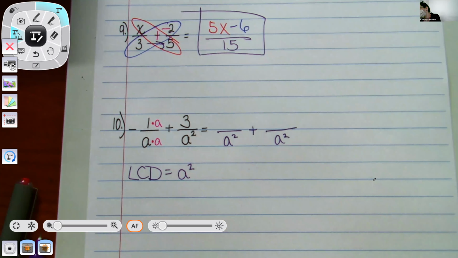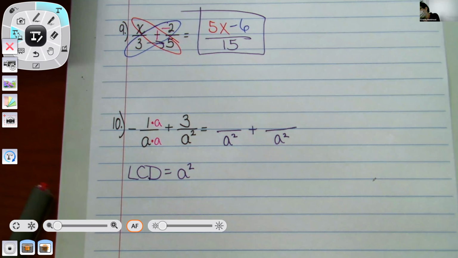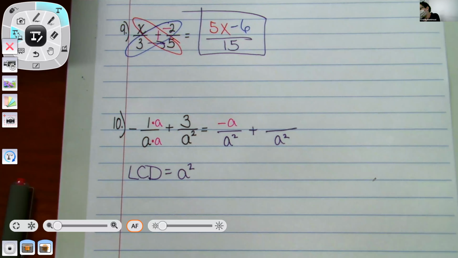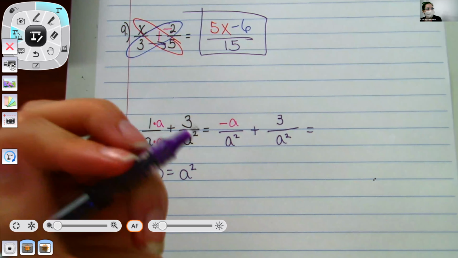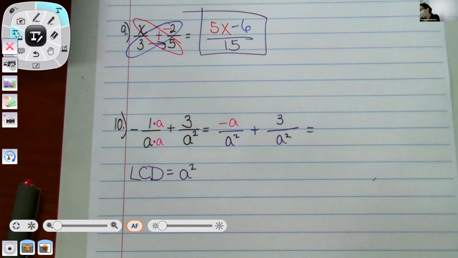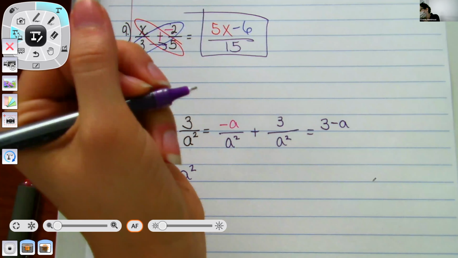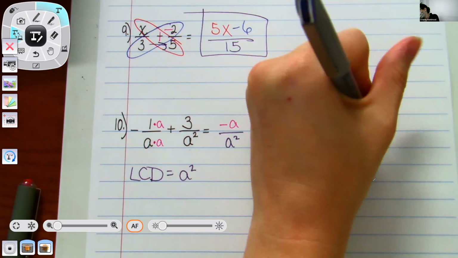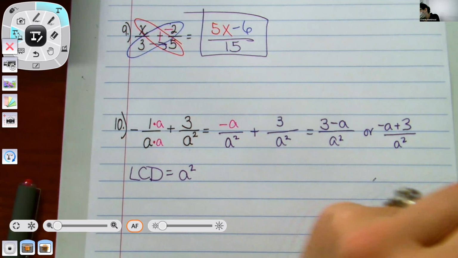So that gives me basically negative a right there. And then this is 3. So I could say negative a plus 3, but I'd rather say 3 minus a. It seems nicer. Maybe not. Either way, it doesn't matter. So 3 minus a, either way, all over a squared.